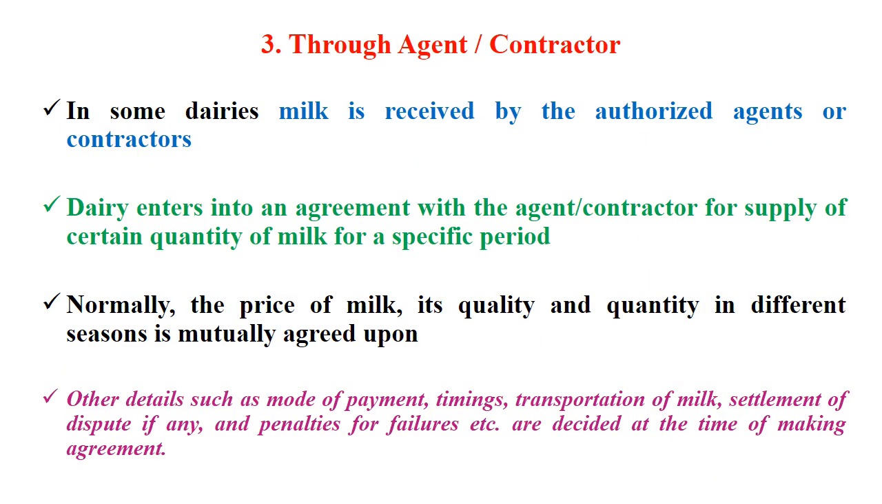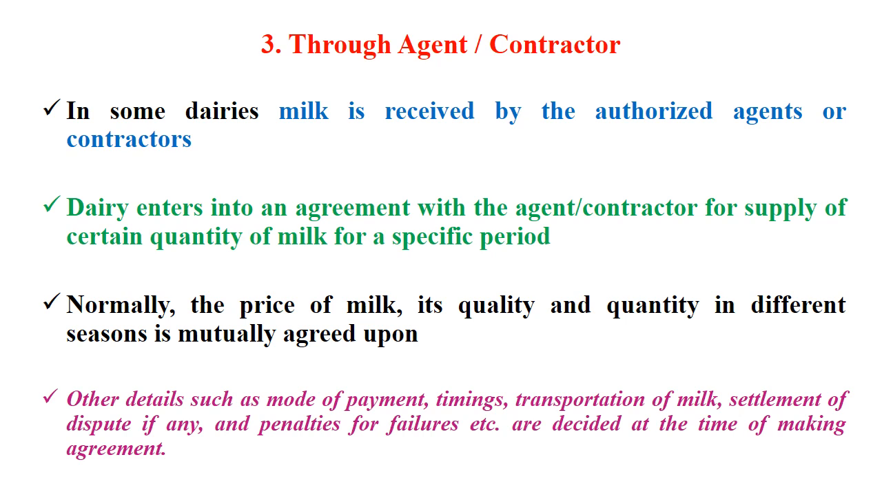So this is the third method, that is through agent or contractor. Milk procurement through the agent or contractor. In some dairies, milk is received by the authorized agents or contractors. So there are some specific agents who collect the milk and supply to the dairy. So the dairy enters into an agreement with the agent or contractor for supply of a specific quantity of milk for a specific period. So there is a specific agreement.